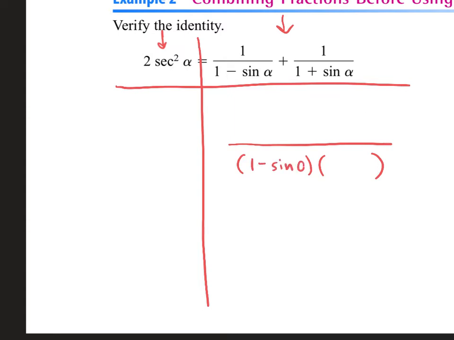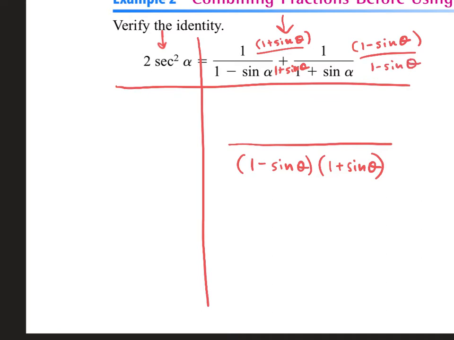Instead of writing alpha, I'm just going to do theta because I can't write that. And then 1 plus sine theta. So on the top here, we have to multiply it times the other one. So 1 plus sine theta. And then this one, we're multiplying it 1 minus sine theta. So technically, we're multiplying the top and bottom here by 1 plus sine theta. And same with this one, 1 minus sine theta.